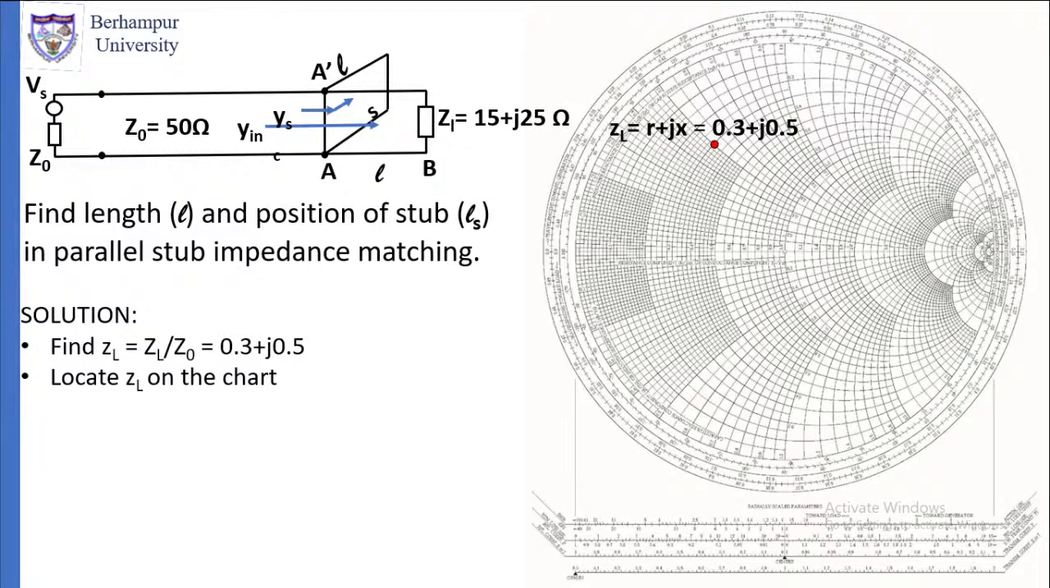Look at the constant R circle for which R is equal to 0.3. Then look at the arc which is 0.5. So look at the rim. In the rim, 0.5 will be written. So follow the arc which is connected to 0.5. That will meet the small r is equal to 0.3 circle at a point. So that point is your small ZL point.